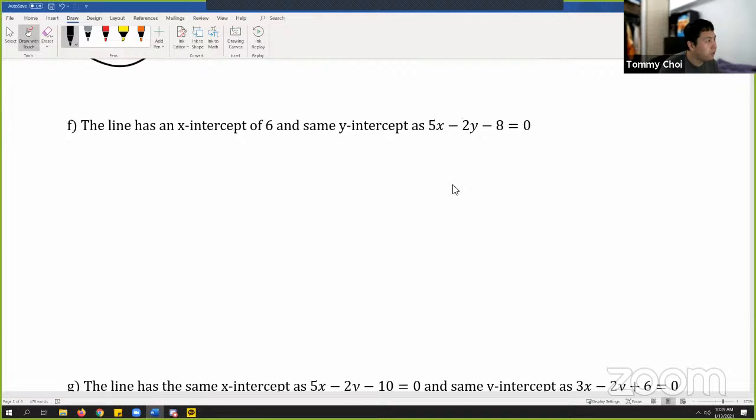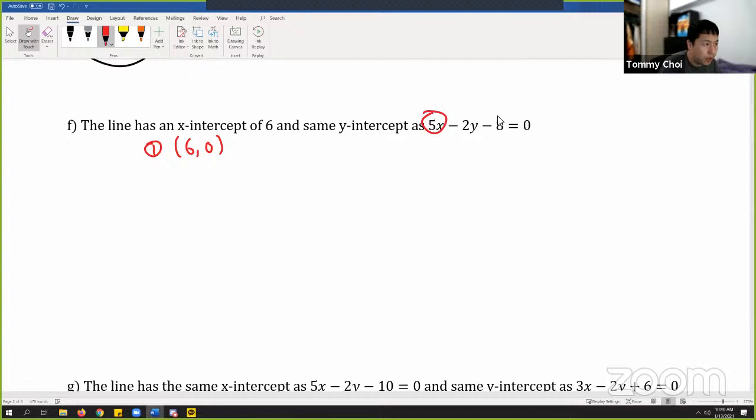All right, so for F, it tells us that the x-intercept is 6 and the y-intercept is the same as here. Okay? Well, the issue here is that we see an equation of the line, but we don't have it in y equals mx plus b form. So first off, the x-intercept is 6. The coordinates for that would be 6, 0, because for all x-intercepts, the y value is 0. So that is true. That's our first point, point number 1.